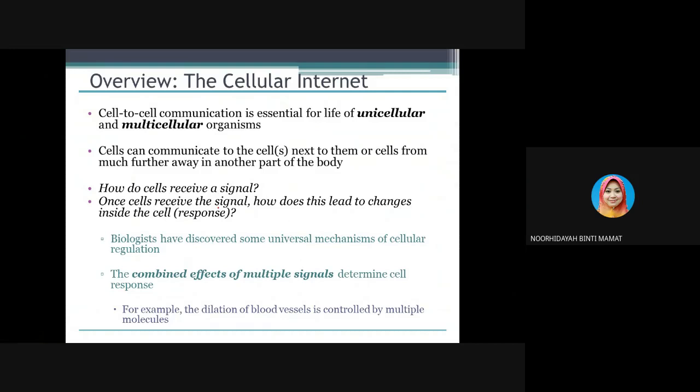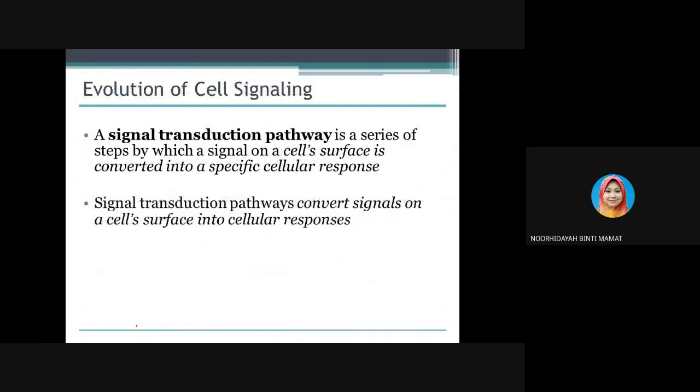So in the previous lecture, we already learned about the signal, right? We have chemical signal, we also have the electrical signal. Biologists have discovered some universal mechanisms of cellular regulation, and the combined effect of multiple signals determines the cell's response. For example, we take the example of dilation of the blood vessels. This dilation of the blood vessels is actually controlled by multiple molecules. So the evolution of cellular signaling.